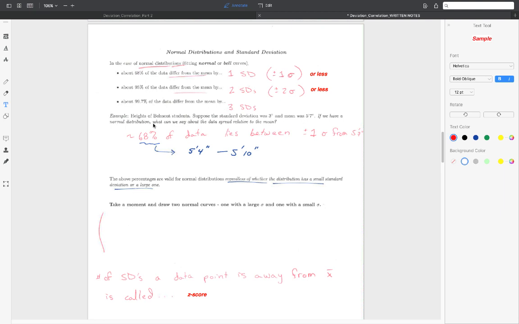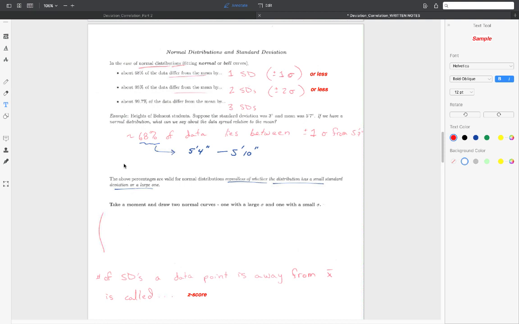Okay. So for example, let's look instead this time at the heights of Belmont students. And let's say the mean was 5'7" and the standard deviation was 3 inches. So if we have a normal distribution, what can we say about the data spread relative to the mean? Well, we should think that approximately 68% of the data lies within 1 standard deviation from our mean, 5'7". That means about 68% of our data should lie between 5'4" and 5'10". And we could go on like that, likewise.